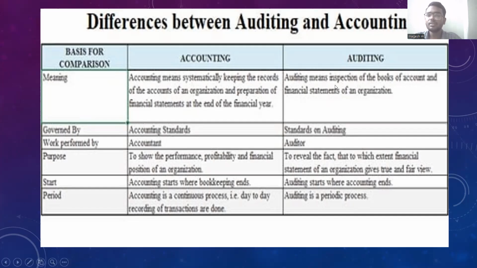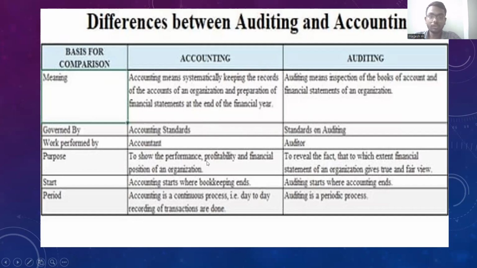Auditing means where we prepare some statements in accounting, right? We're going to check whether the accounting is correct, whether everything is done in the correct manner or not. Accounting is governed by accounting standards, whereas auditing is governed by standards of audit. Accounting is performed by an accountant who is appointed by a company, organization or firm, whereas an auditor is an individual, an independent unit. He is appointed or hired by a company to check whether the financial statement is maintained in the correct manner or wrong, or whether any error has occurred in the financial statement.